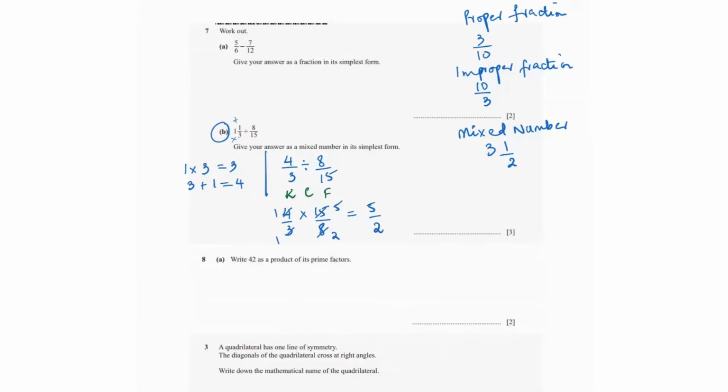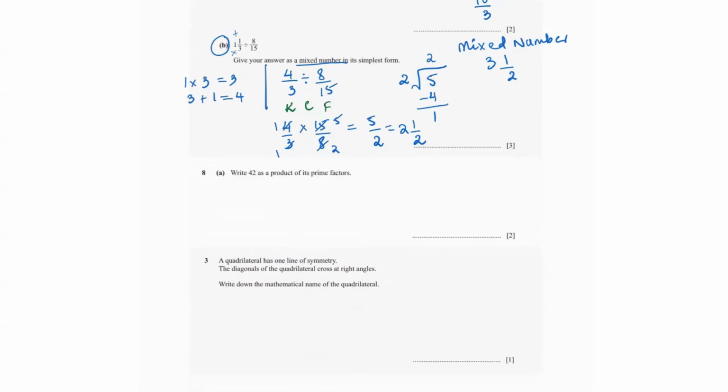Now 5 over 2 is an improper fraction because the numerator is bigger than the denominator. They want the answer as a mixed number. To convert an improper fraction into a mixed number, we divide the numerator by the denominator. 2 twos are 4. 5 minus 4 is 1. So 2 whole number 1 over 2 is your answer as a mixed number in its simplest form. Your remainder becomes the numerator, the denominator remains the same, and the quotient becomes your whole number. So that's how you solve this.